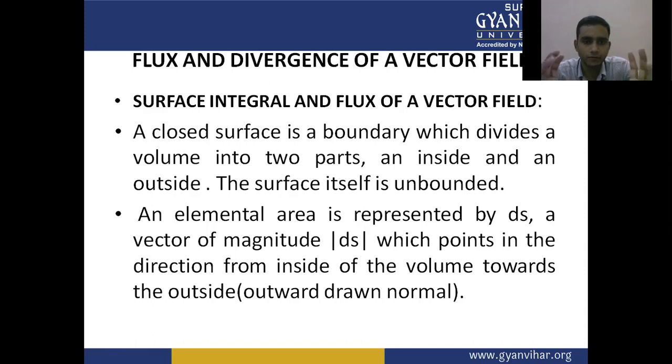So it is the closed surface. We are assuming this closed surface as a volume. And the elemental area is represented by ds, a vector of magnitude ds, which points in the direction from inside of the volume towards the outside, the outward normal.